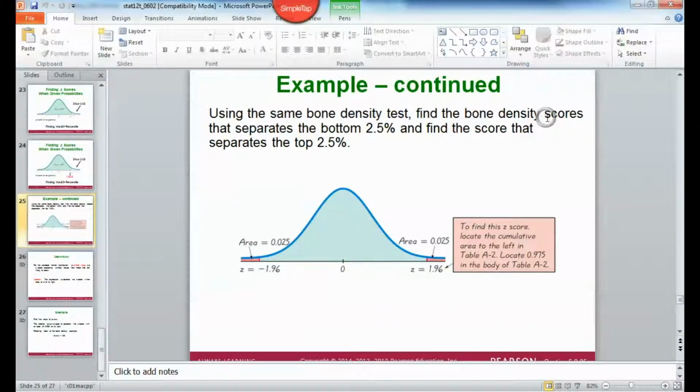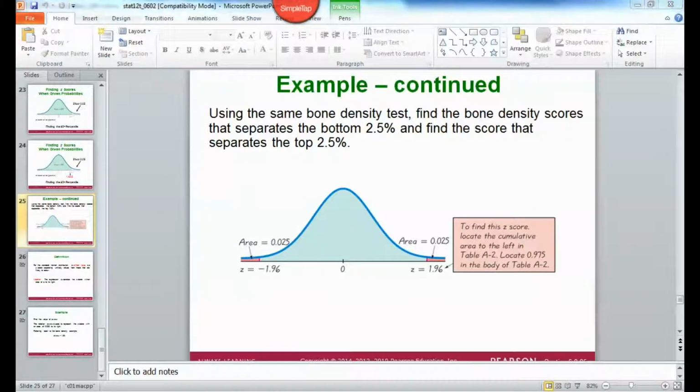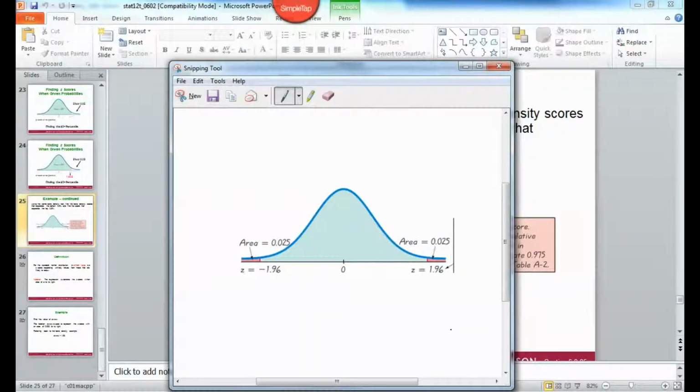All right, using the same bone density test, find the bone density scores that separate the bottom 2.5% and find the score that separates the top 2.5%. All right, so what we would want to look at, we want to know the z-scores, which are actually the x values, that separate the bottom 2.5% and the top 2.5%. Remember the way that these tables work. If I want to find this z, and we know the area is 0.025, that's 2.5%, then when I look up an area of 0.025, that will be this negative z-score. It's actually negative 1.96, okay?